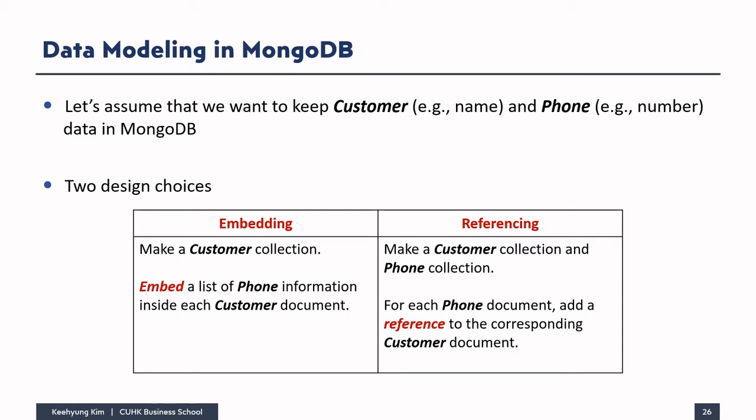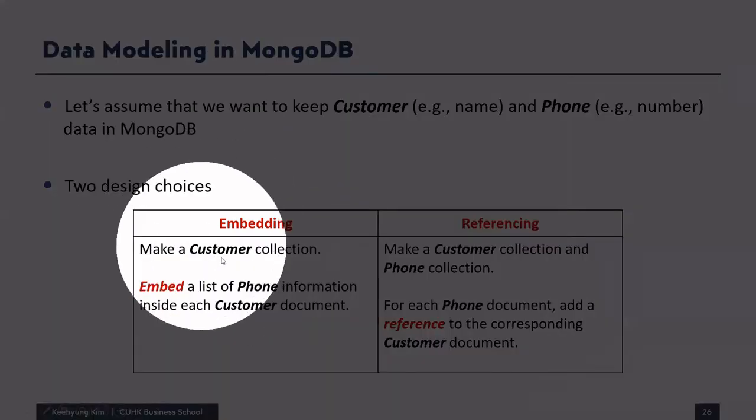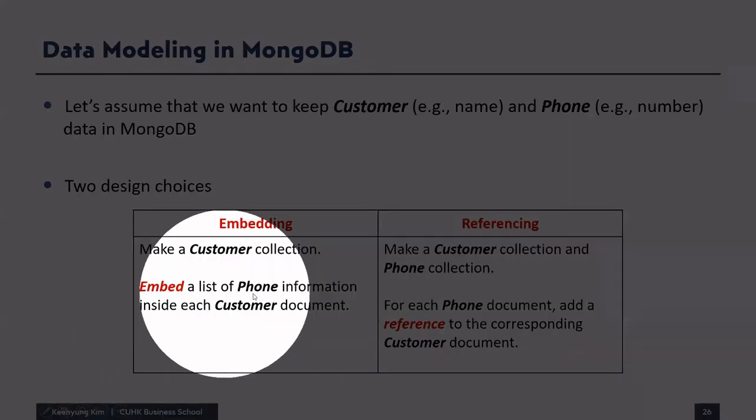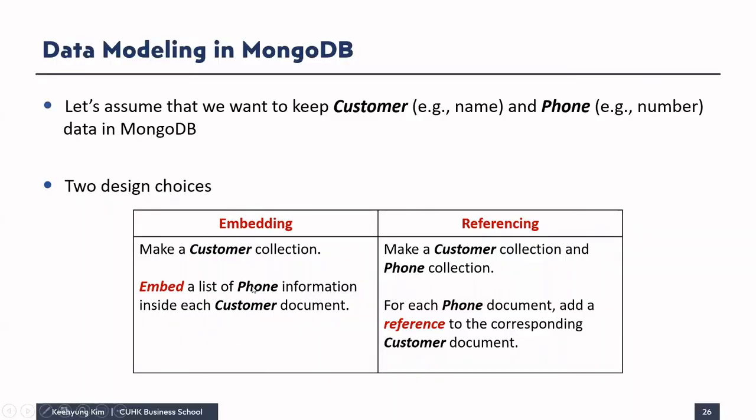The first one is embedding. Basically, in the embedding approach, we create a customer collection. And in the customer collection, we create a customer document for each customer. And we can simply embed a list of phone numbers inside each customer document. So that's one possible option.